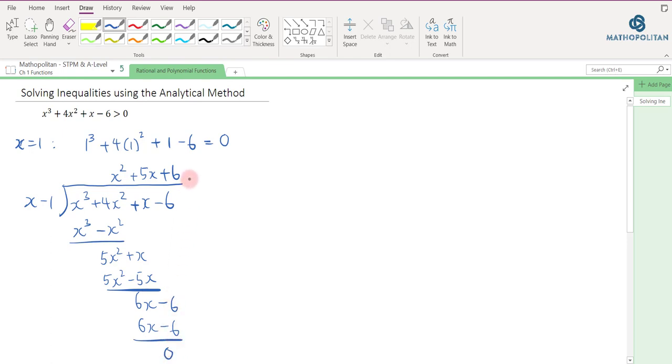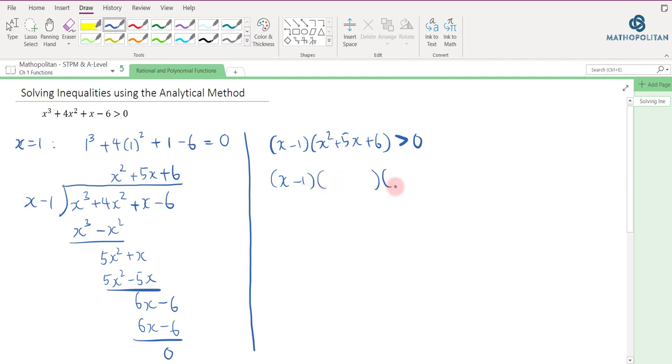So from here we can further factorize this polynomial into x - 1 and x^2 + 5x + 6 > 0. And x^2 + 5x + 6, we can factorize into (x + 2)(x + 3). So 2x + 3x, that is 5x, and 2 times 3 will be 6. That is just a simple check there.